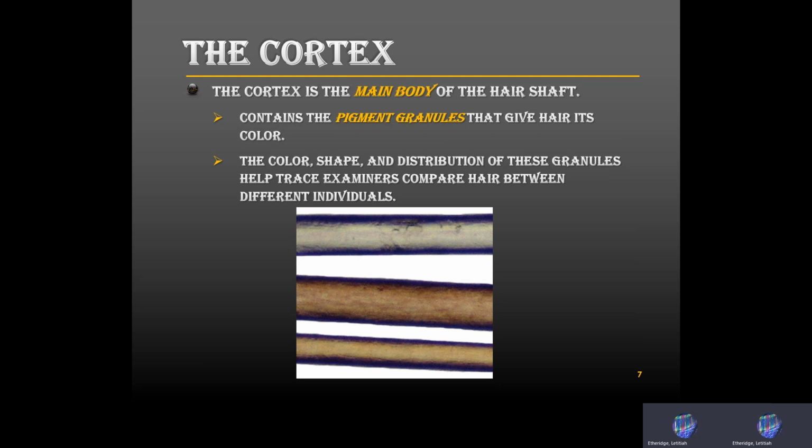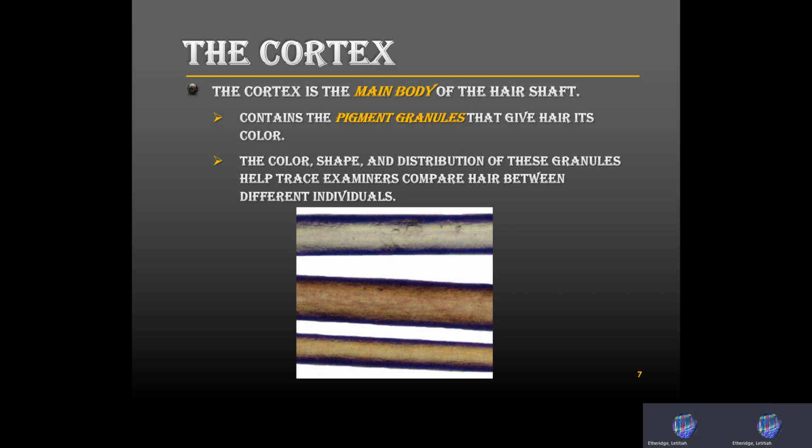The cortex is going to be the main body of the hair shaft. It's going to contain the pigment granules that give your hair its color. The color, shape, and the way that these granules are distributed can help examiners compare hair between different individuals. Now, when I'm saying that, say your suspect has brown hair, you should be able to look at the hair that's collected at the crime scene and say it was brown. Unless you have follicle evidence to connect it to that particular person, it connects it to every person that has brown hair that's been at your scene.